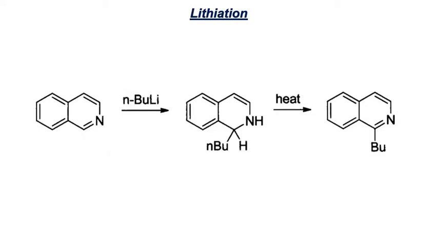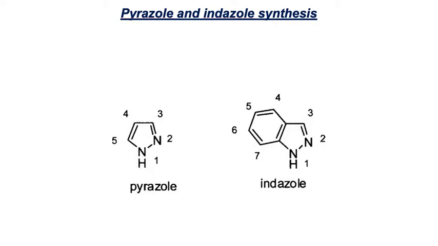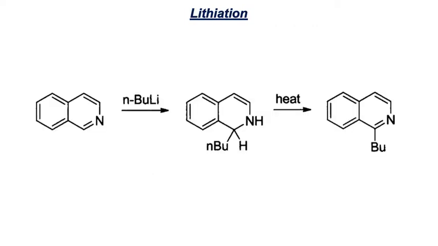Okay, so lithiation. Now we're seeing this with isoquinoline, so that organolithium reagent is going to act as a nucleophile, and it'll add at the alpha position. This would actually be lithium right here, not NH. And then with a second equivalent of the organolithium, you could deprotonate here, etc. And that's the end of our quinoline functionalization.